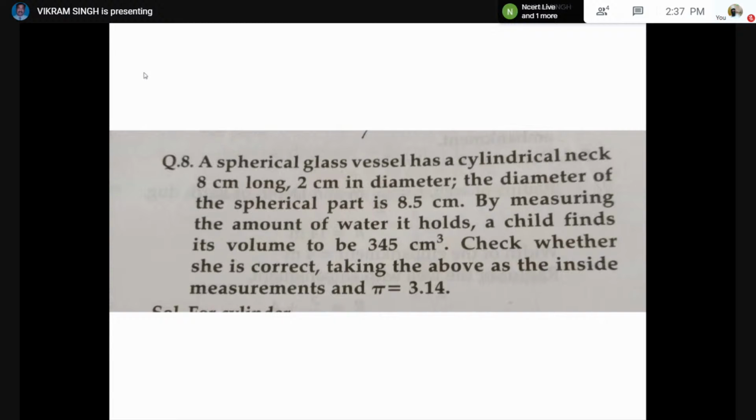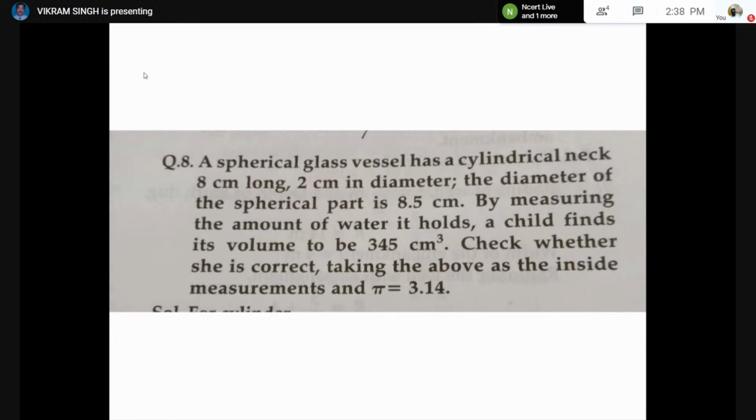A spherical glass vessel has a cylindrical neck 8 centimeter long, 2 centimeter in diameter. The diameter of the spherical part is 8.5 centimeter. By measuring the amount of the water it holds, a child finds its volume to be 345 centimeter cube. Check whether she is correct, taking the above as the inside measurements and the value of pi as 3.14. Now although volume is calculated in the question, we have to check the correctness of this volume. Is this correct or not?